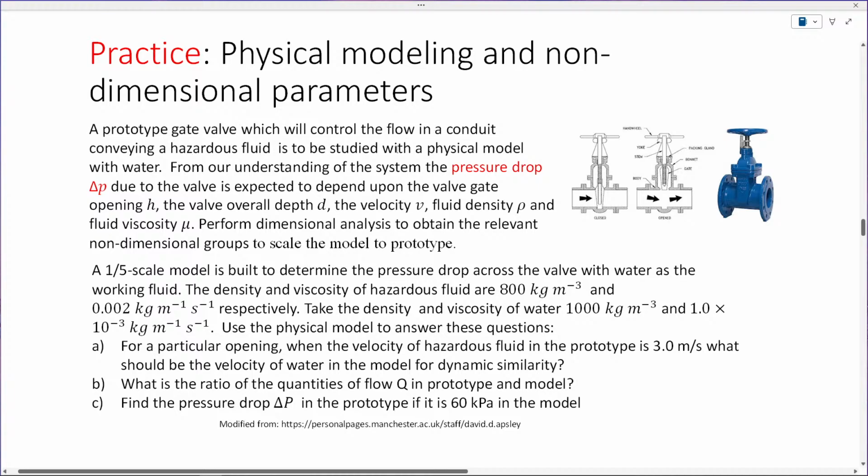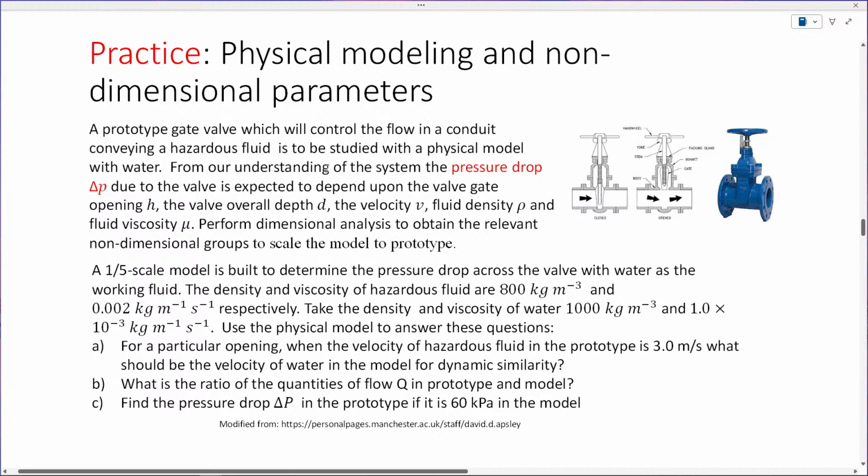It is studied with a physical model using water. So basically, we have a big valve that regulates some hazardous fluid, but we don't want to use hazardous fluid in the lab. We just want to replace this fluid with water. Is this a problem? No. They have different density and viscosity, but that's fine because we know our scaling rules and our dimensionless parameters, so it doesn't matter.